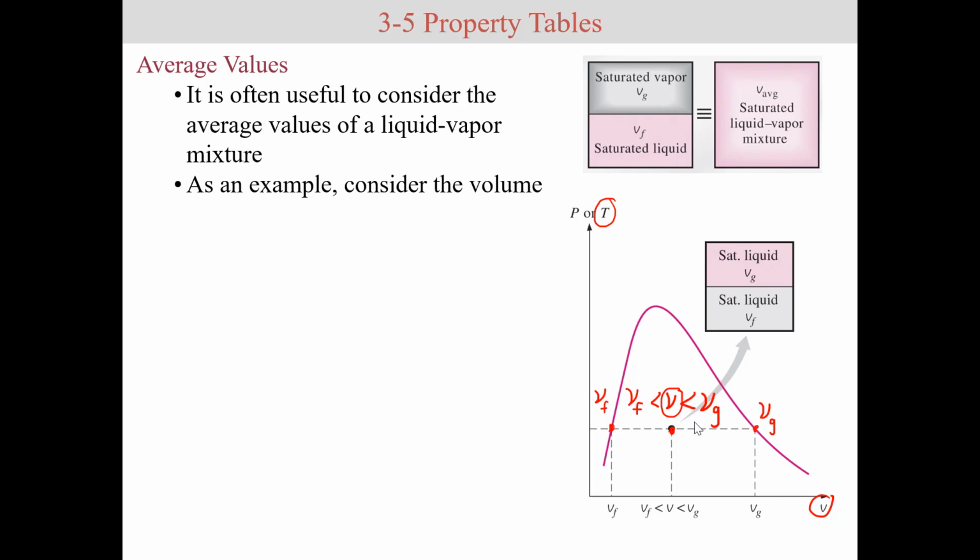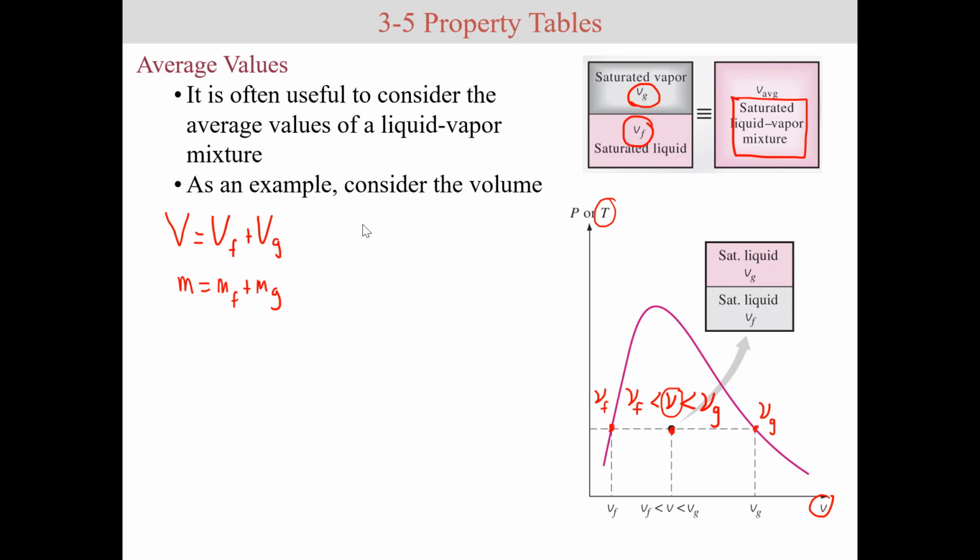Well, let's try to do some simple algebra to see how to do that. Let's say we have a total volume here, a saturated liquid vapor mixture, a combination of vapor and liquid. So the total volume of that tank is going to be equal to the volume of the liquid plus the volume of the vapor. Likewise, the total mass inside of that volume will be the mass of the liquid plus the mass of the vapor.